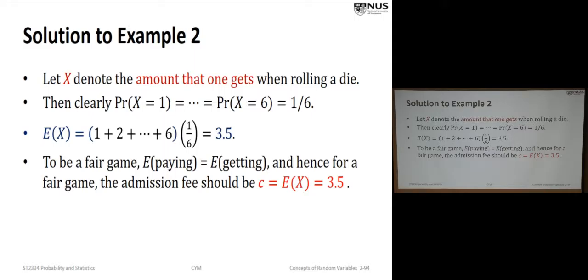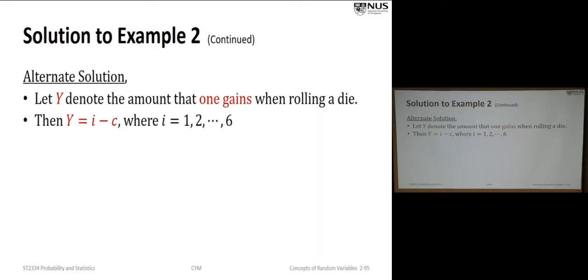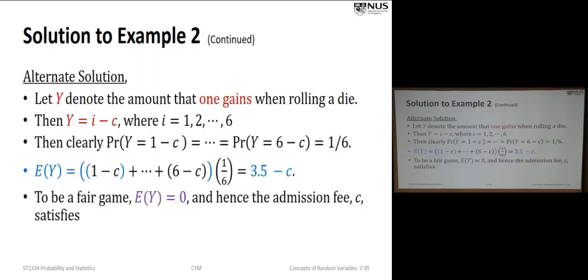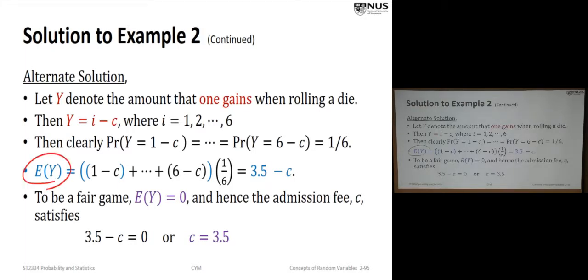The second approach in the notes, the one that I just mentioned, is to define a variable Y, which is I minus c. I is the outcome, and c is the money. So I work out the expectation, which is 3.5 minus c. And in order for this to be 0, c must equal 3.5. So this is what I mean by setting up the equation. I want this to be 0. Solving this equation with unknown c, I got c equal to 3.5. So that is how it can be done.